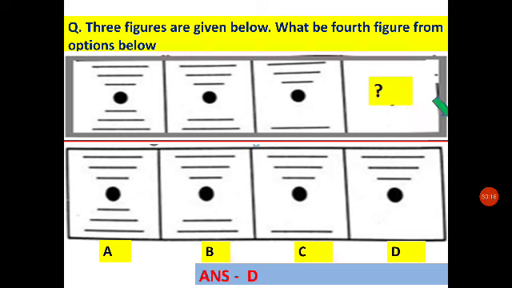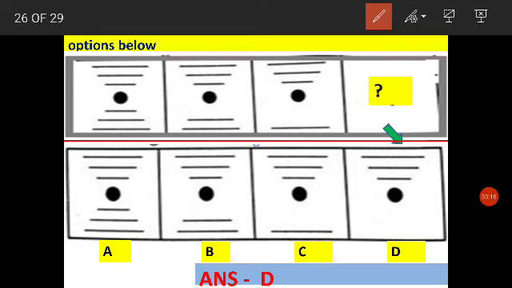Now here, missing figure. The answer is D. Again, if you see, the lines are actually reducing: 3, 2, 1. So possibly the next figure should have 0 lines, and this is the straightaway answer.